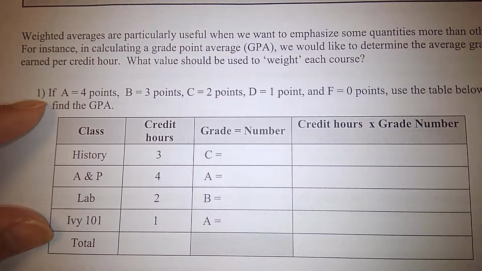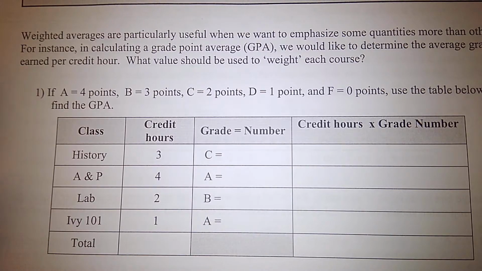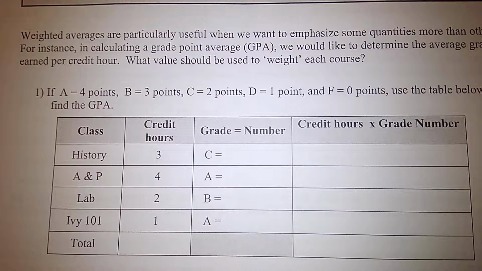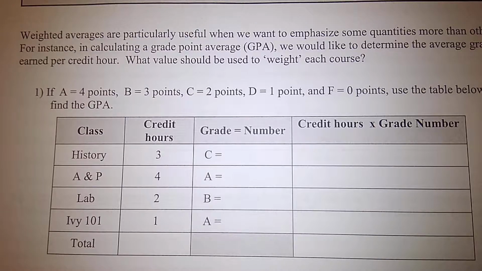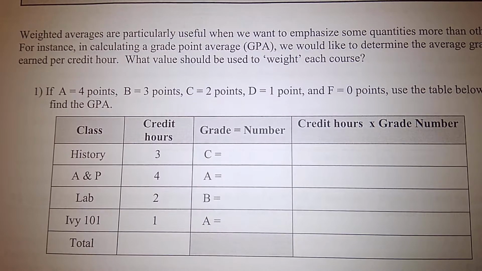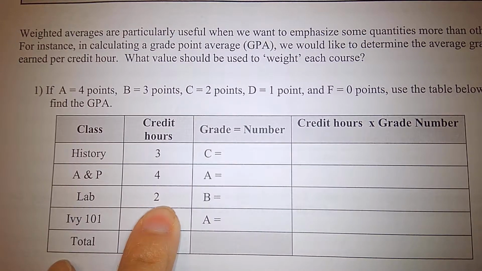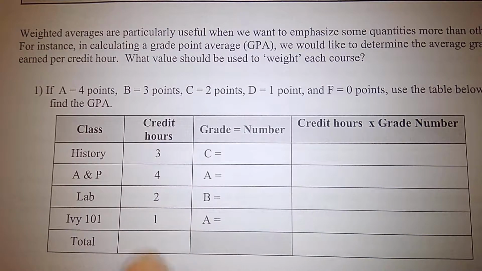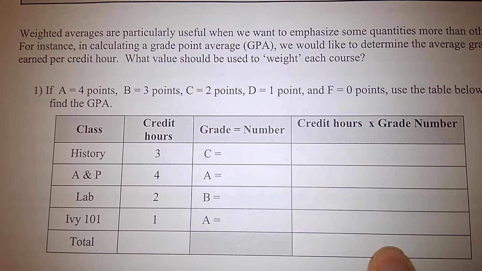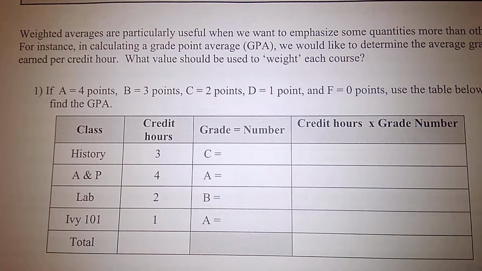Andrew: If A equals 4 points, B equals 3 points, C equals 2 points, D equals 1 point, and F equals 0 points, find the GPA. History is 3 credits, A and P is 4 credits, Lab is 2, and IVY 101 is 1. Okay, and then I want to compute the GPA, right? Very good.